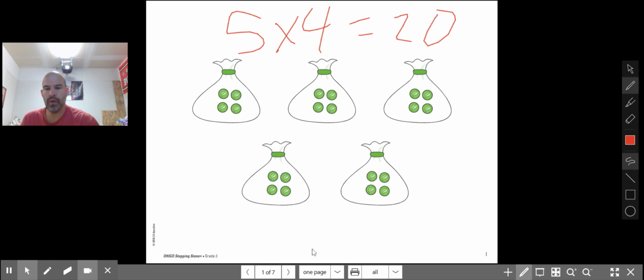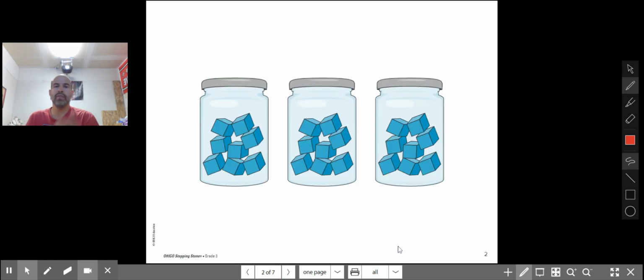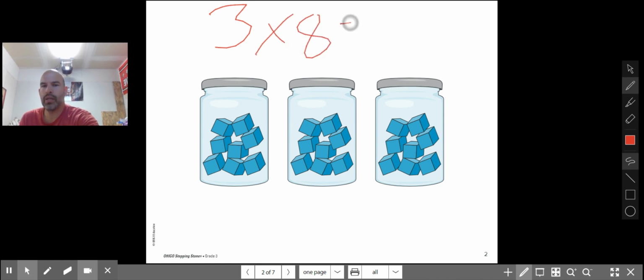Okay. Let's go ahead and move on to our next slide. Now, we have a similar situation. This time we have some jars with some cubes inside. So again, how would we describe this picture? Well, we could say there are 3 jars, and in each jar there are 8 cubes. So 3 times 8 equals 24.